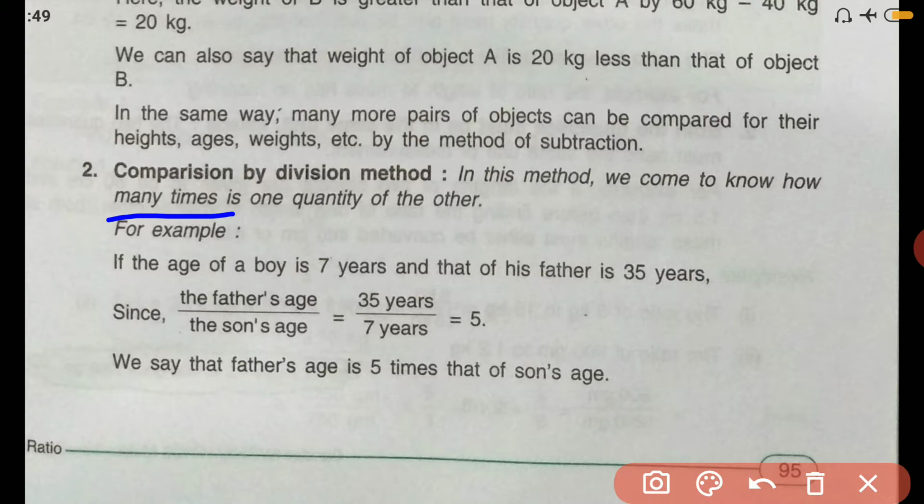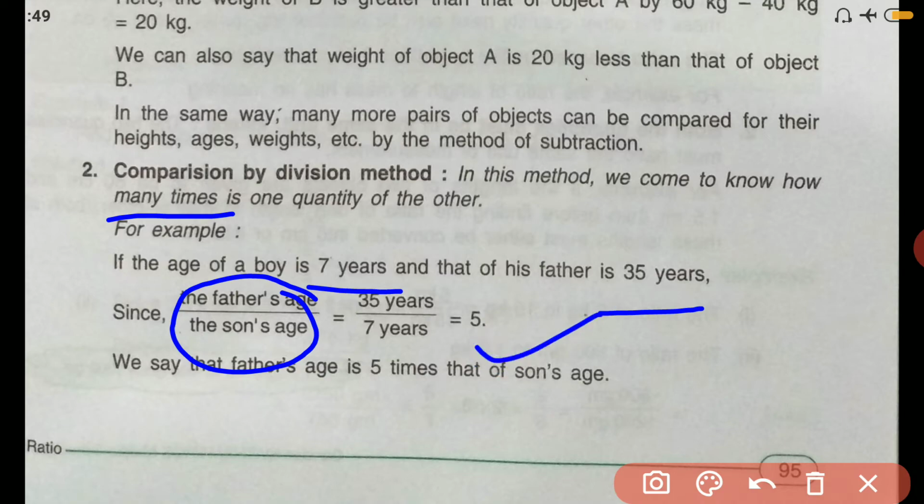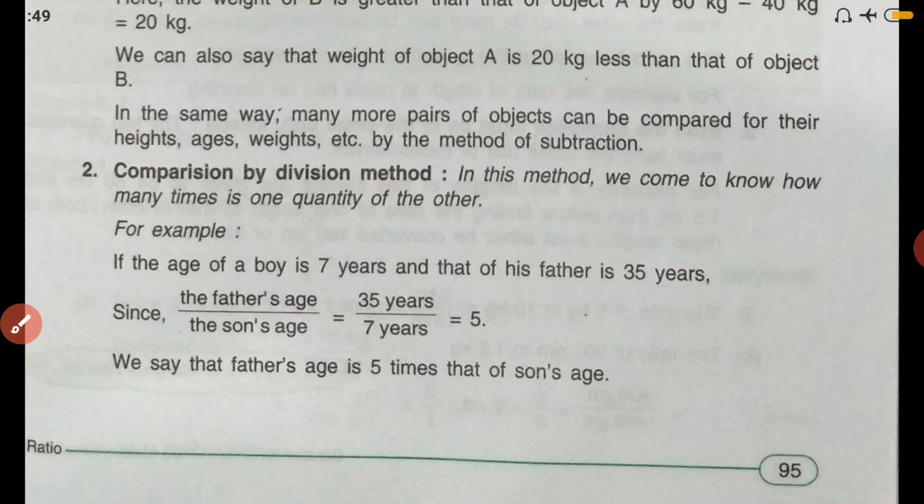If the age of a boy is 7 years and his father is 35 years, how much more is the father's age than the boy's? It will be 35 minus 7, but that was the other way to compare. If I want to compare by the division method, I can divide the father's age by the son's age, 35 upon 7, and I get 5. So we say that the father's age is 5 times that of the son's age.